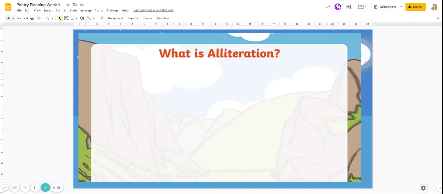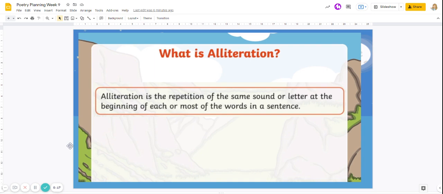Hello, Year 2. In this lesson, we are going to learn all about what alliteration is. What a big word that is, alliteration. I wonder if any of you have ever heard of it before. Well, alliteration is repetition of the same sound or letter at the beginning of each or most words in a sentence. And we use it in poetry to create rhythm in our writing.